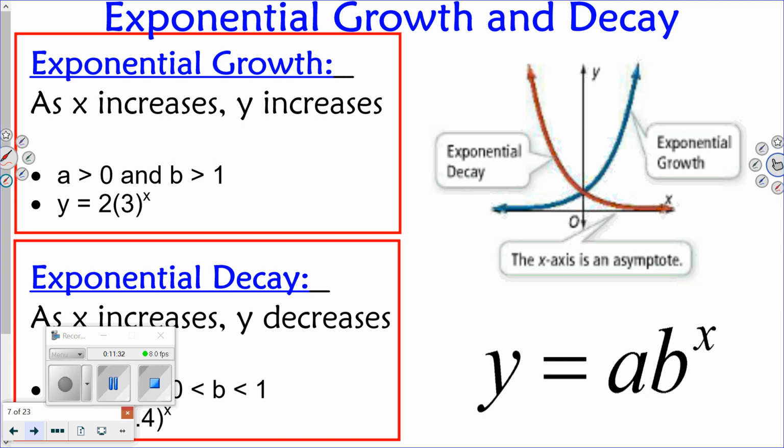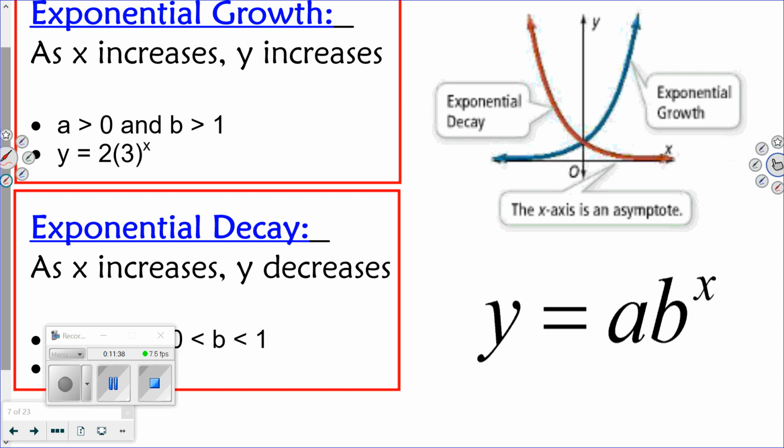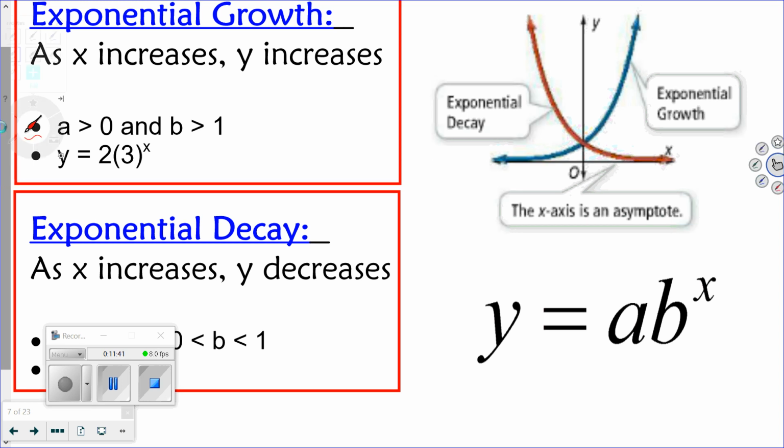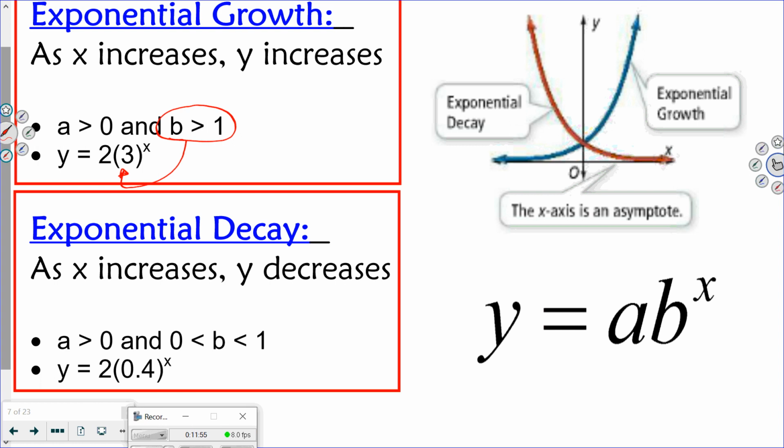Now, to tell if it's growth or decay, we can just look at the equation. The a value always has to be bigger than 0. If your b value is greater than 1, that is the number being held to an exponent, it is going to be growth. And if that b value, the number that has the exponent on it, is between 0 and 1, it's going to be decay, because that number has to be positive. In other words, if it's a decimal or a fraction less than 1, it's decay. If it's bigger than 1, it's growth.